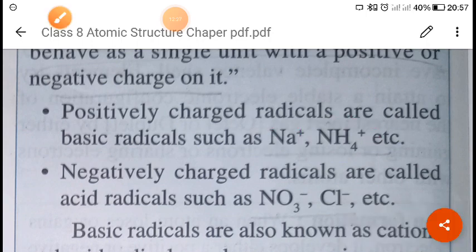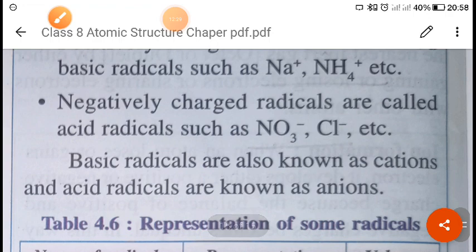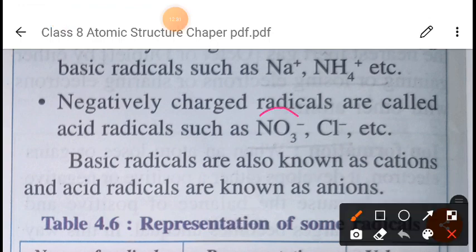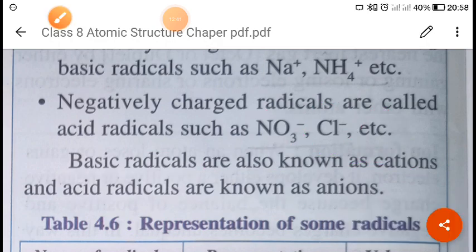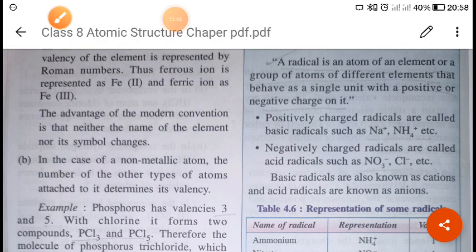And some of the negatively charged radicals given here are NO3-, Cl-, etc. Now always remember that basic radicals are also known as cations and acidic radicals are also known as anions. So this chapter is over here.